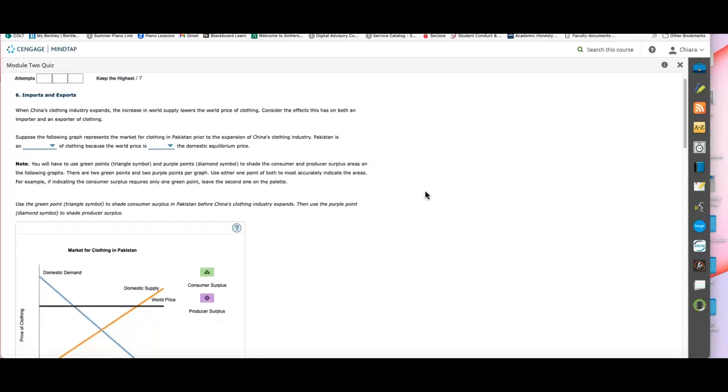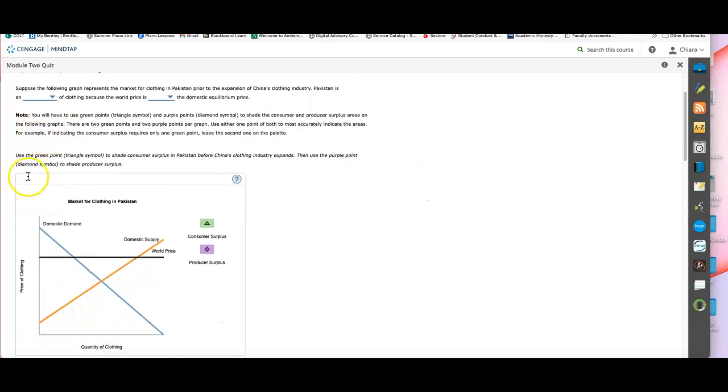Prior to the expansion of China's clothing industry, Pakistan in this case, so we're looking at this graph, the world price is higher than Pakistan's demand and supply equilibrium, right? So Pakistan can produce and can sell at a lower price than the world price. If they can do that, then it means that they can specialize in the production of clothing and sell it abroad. So Pakistan is an exporter of clothing because the world price is above the domestic equilibrium price. There's an incentive for domestic supply to produce more and sell it at the world price, right? That's where they want to sell it.